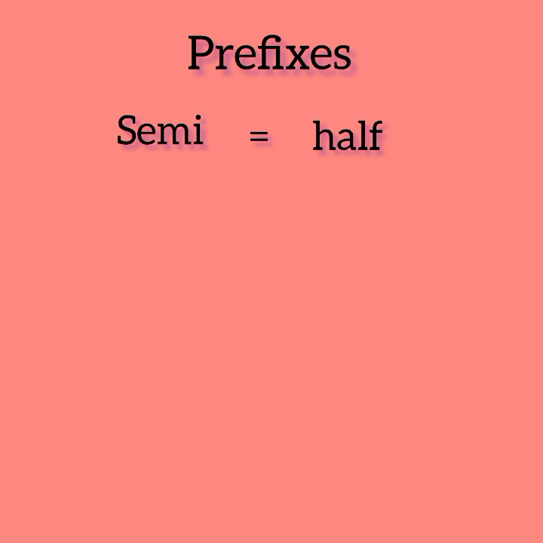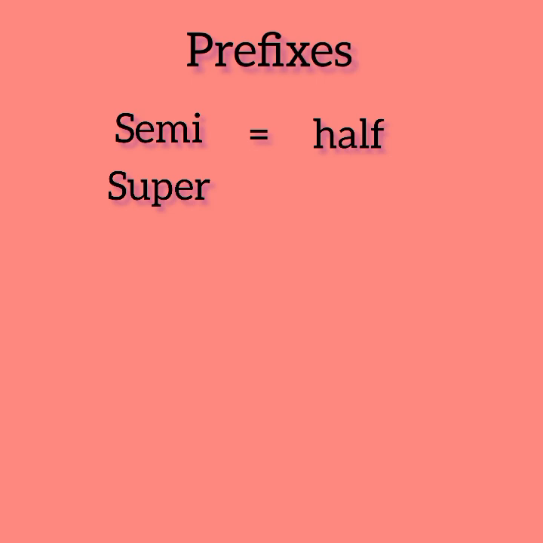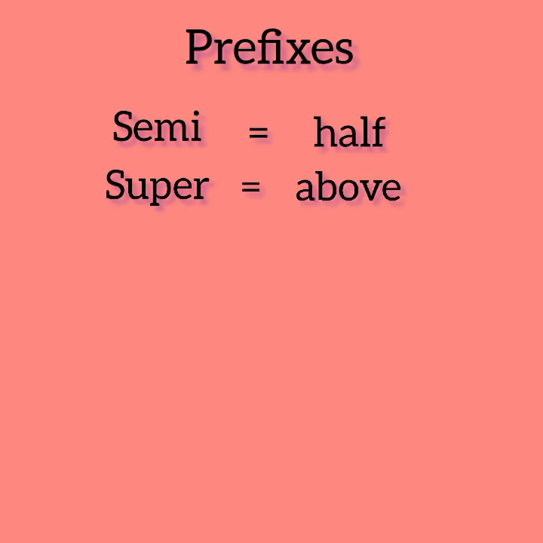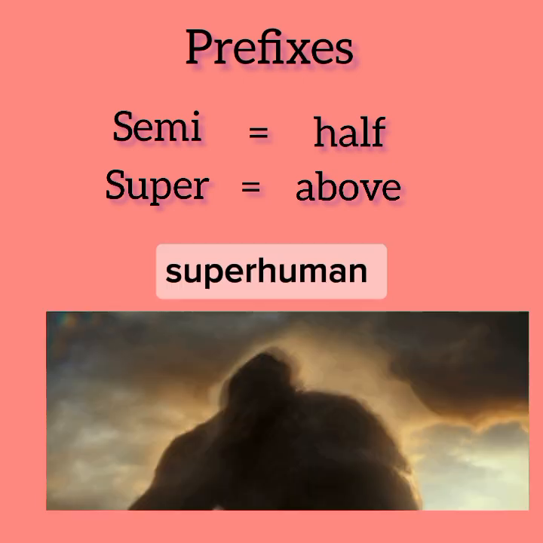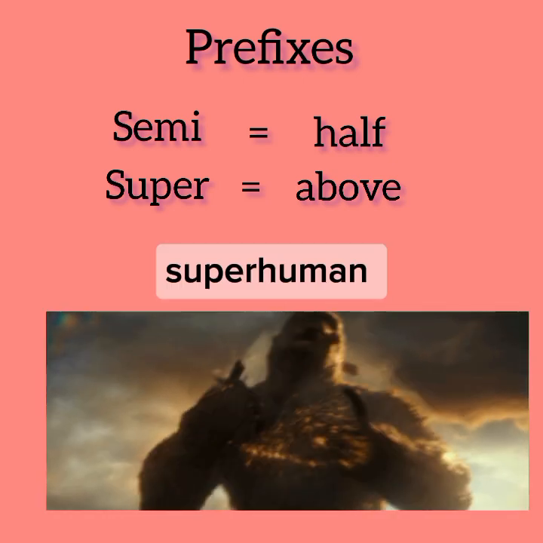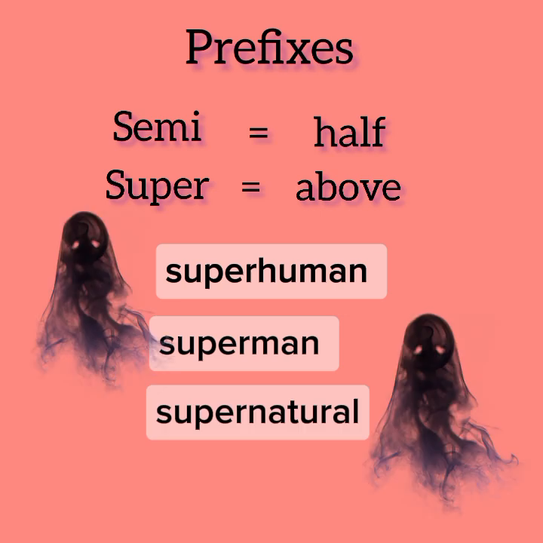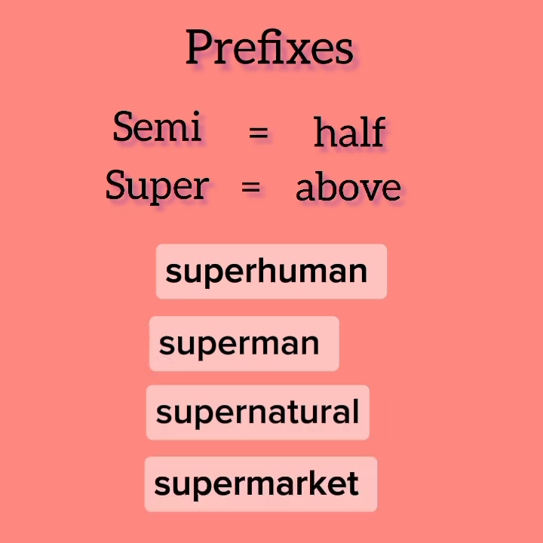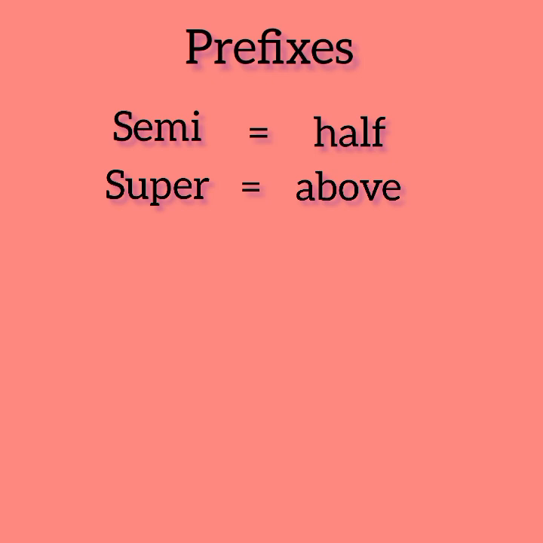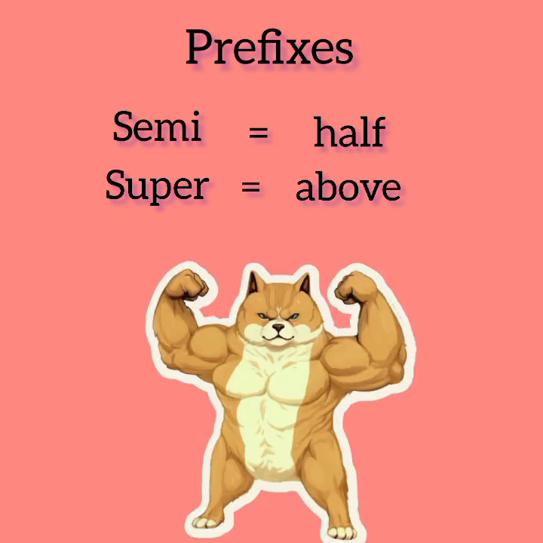Next is the prefix super, which means above or beyond. The most common example is superhuman, someone with abilities that are beyond what a normal person can do. Superman, we can think about Superman. He has supernatural qualities. The word supernatural, or just think about the word supermarket. A supermarket is usually a large store that's above the size of a regular market. So, super always suggests something that's greater or superior in some way.